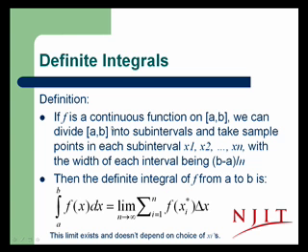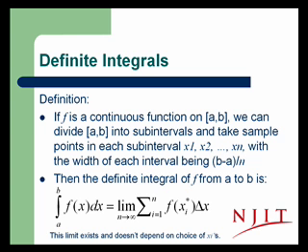Here's the definition. If we have a continuous function f on an interval from a to b, and we divide that interval into subintervals and take sample points in each subinterval with the function value being f at x1, f at x2, etc., and the width of each interval being b minus a over the number of subintervals, what we get is an approximation to the area under the curve using rectangles.